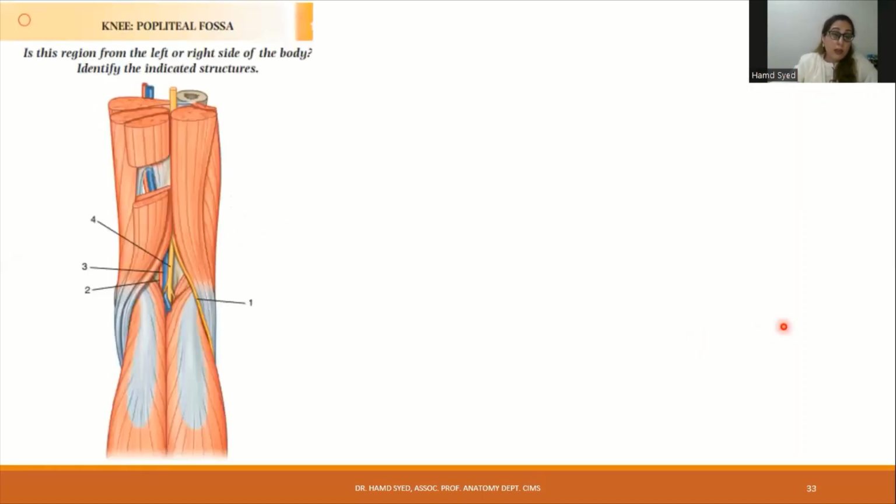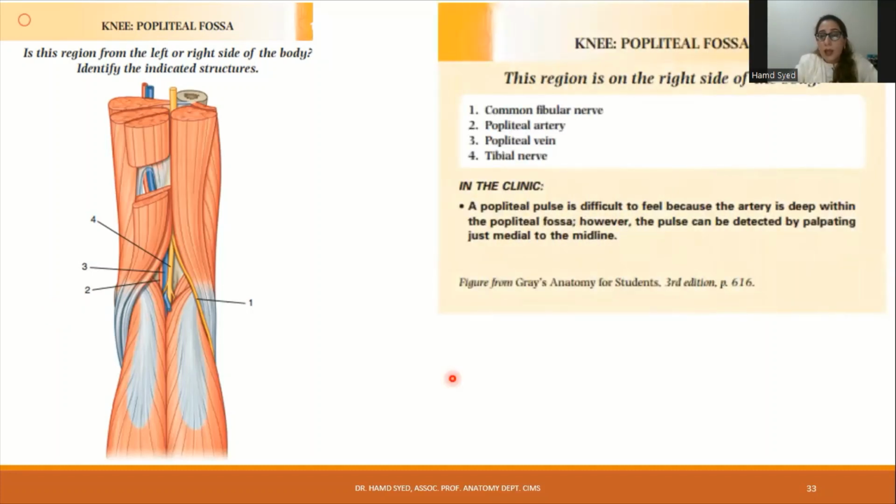Okay, so now that we've discussed these important structures, we've talked about the popliteal fossa, here you've got to identify, and I would like you to take a minute, is this the popliteal fossa of the left or right side of the body? How can you identify that? And can you also identify the labeled structures 1, 2, 3, and 4? So if you are able to do this, then that means you were listening, because this is the region on the right side of the body.